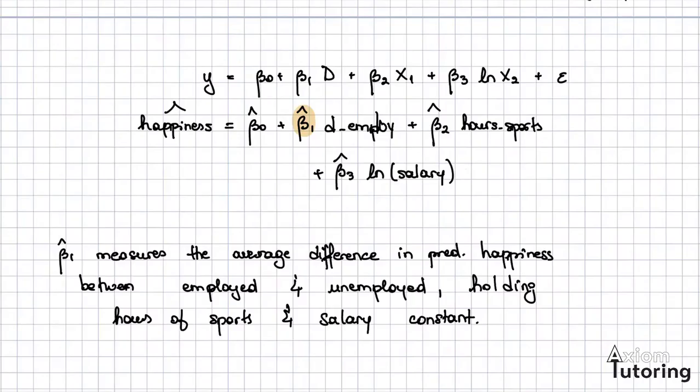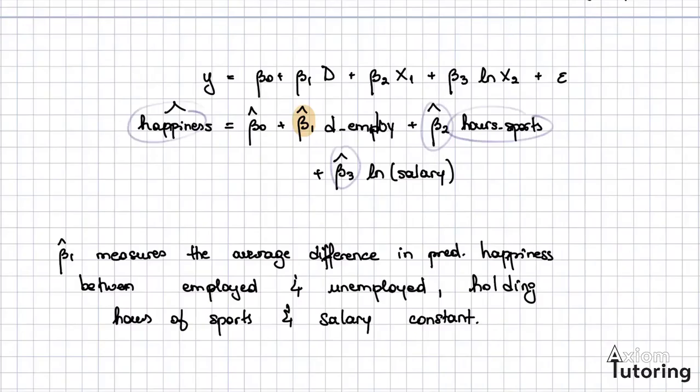What happens when you do the interpretations of beta 2 hat or beta 3 hat? It's exactly the same. So happiness and hours, that is just a level model. So it means that if I increase the number of hours of sports by 1 hour, then my happiness will increase or decrease depending on the sign of the beta 2 hat. So it will, let's say, increase by beta 2 hat units of happiness.